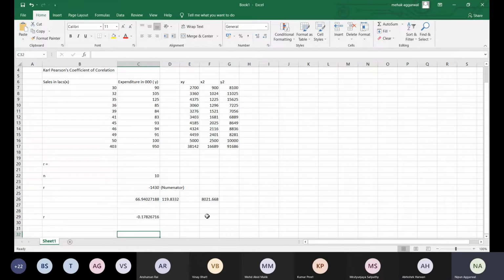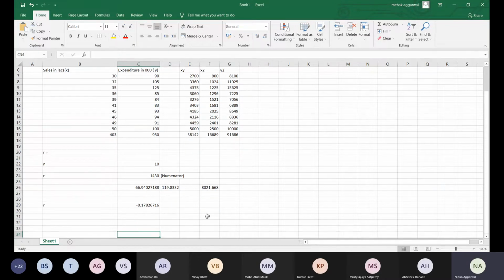So this becomes your Karl Pearson's coefficient of correlation, which says that r is equal to minus 0.178. So that means the two data are negatively correlated, but a very weak negative correlation. So there is a negative relation. If we increase the expenditure on advertising, the sales will get decreased. So that is the interpretation of this particular data.